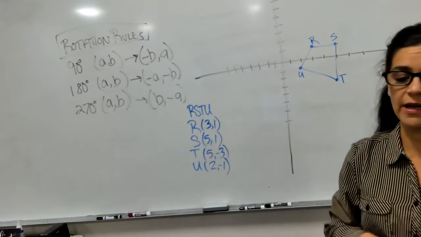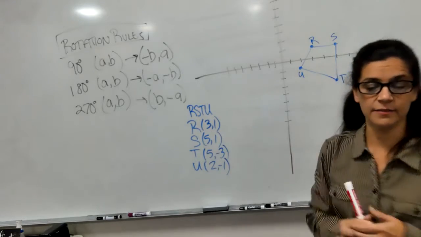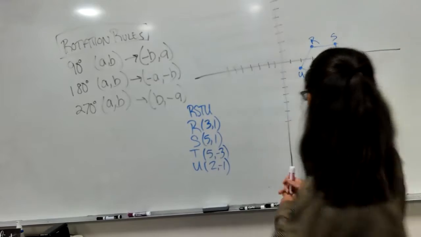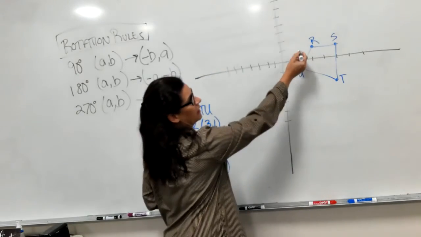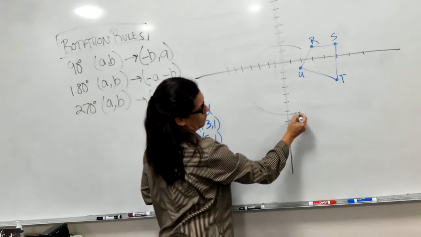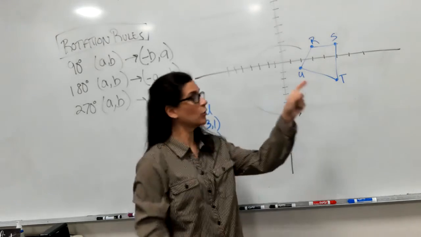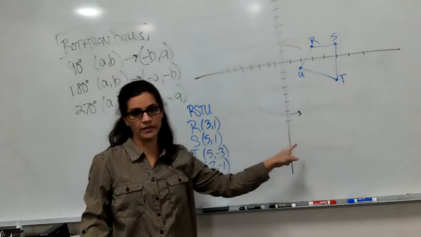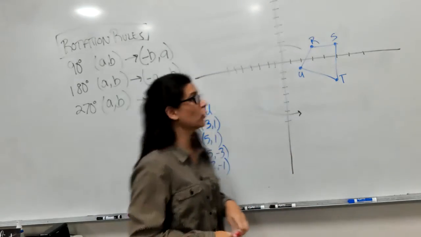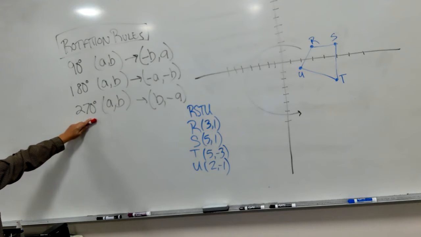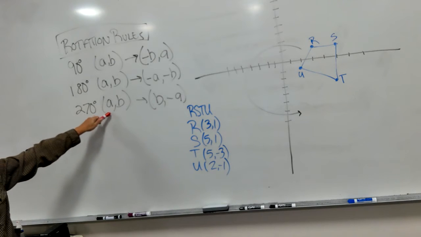All right, and we're going to rotate this 270 degrees. So it's gonna start here and it's gonna come all the way to here, 270 degrees. And again, we're going counterclockwise, this direction. So you're going to come over here and look at your 270 degree rotation rules. How do we know that we're doing 270?